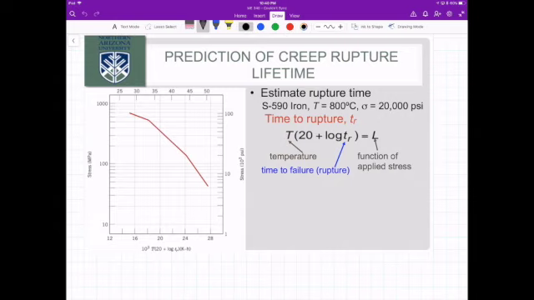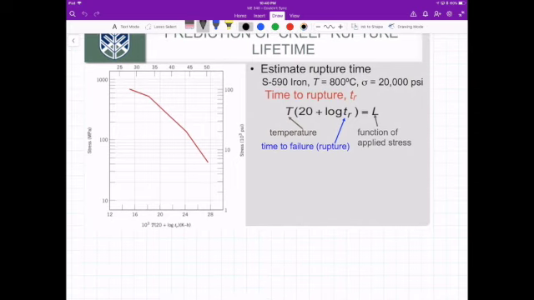Okay. So let's put our givens down here. So we are given an S590 iron. And we are given that the time to rupture is predicted by the x-axis here. That x-axis has the equation temperature times 20 plus the log of the time to rupture equals L. Okay, so L are the numbers on the x-axis, and those numbers can be converted to temperature and time.